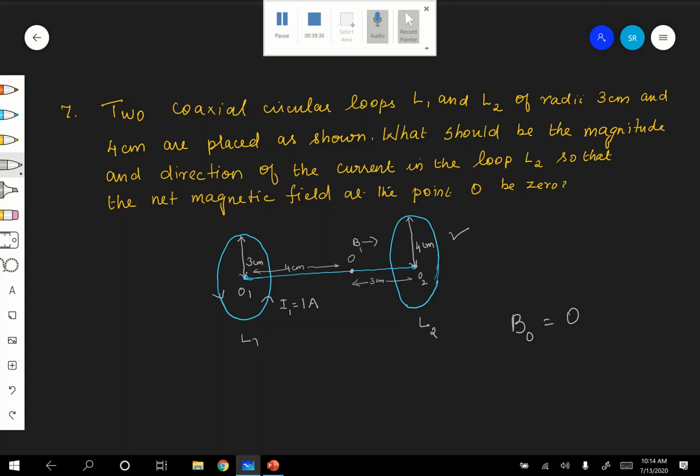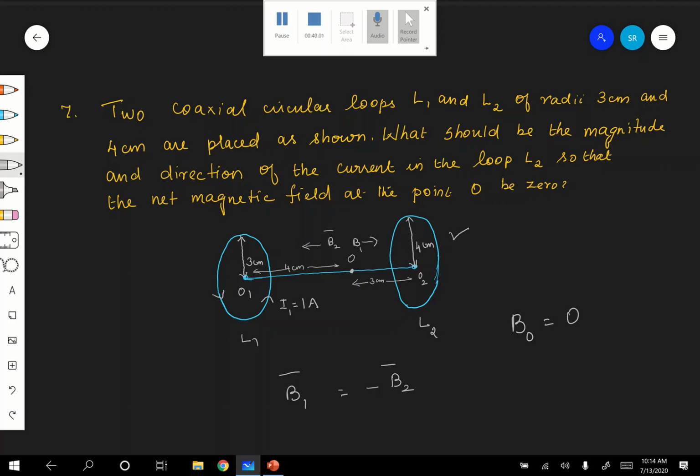Therefore, what should be B2? The magnitude should be the same, and the direction should be opposite. At O, your B1 should be equal to minus B2. Correct? Both magnitudes should be the same, but the direction should be opposite. Are you following?